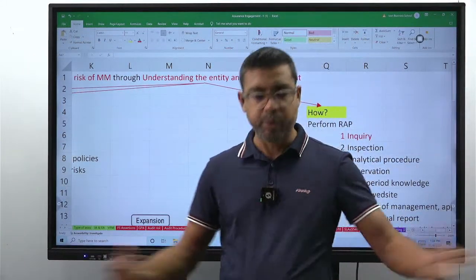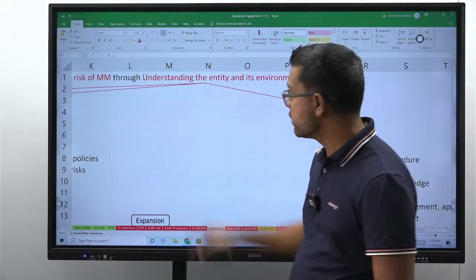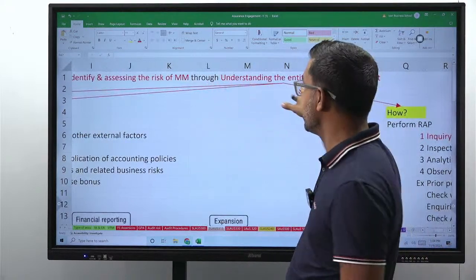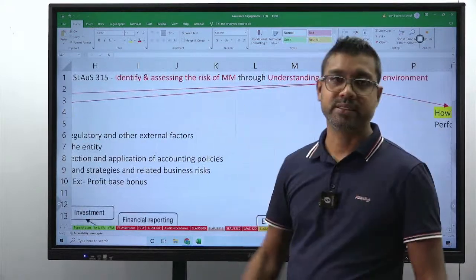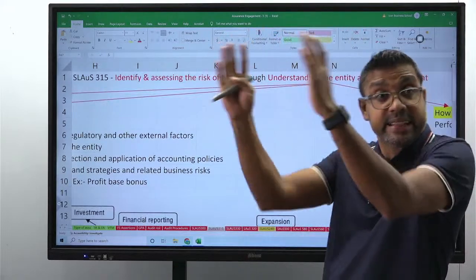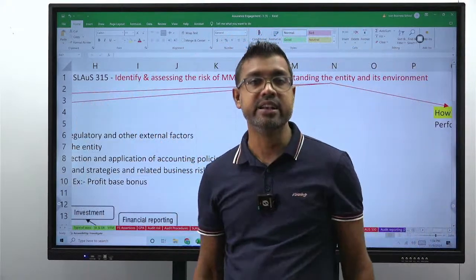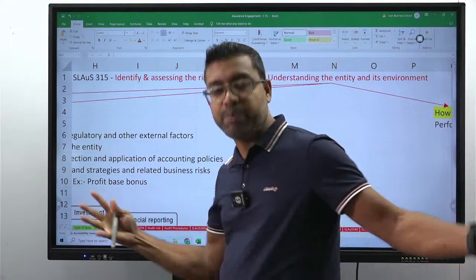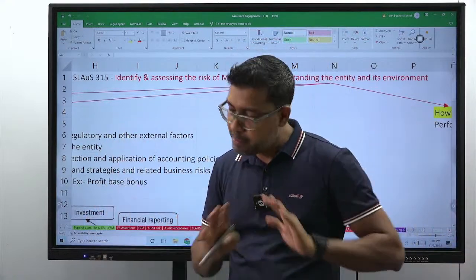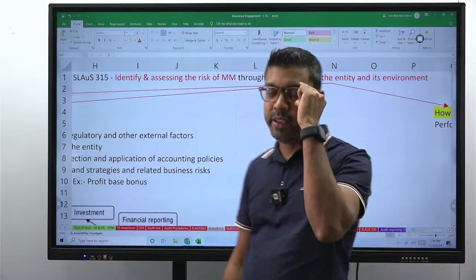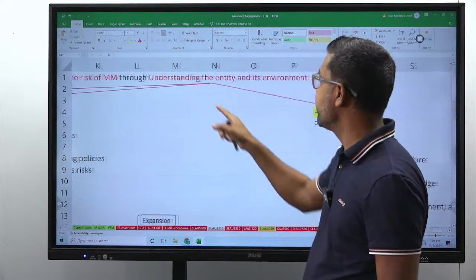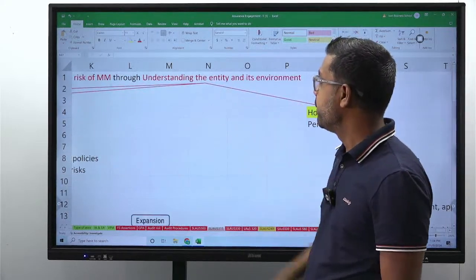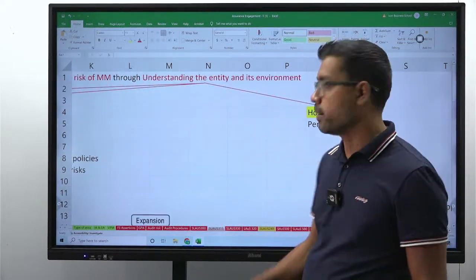Not difficult, impossible I would say. That's why it says, through this understanding, identify the risk. You cannot just go and jump in, take the books and do the risk assessment. No way. Carefully understand the entity and its environment.